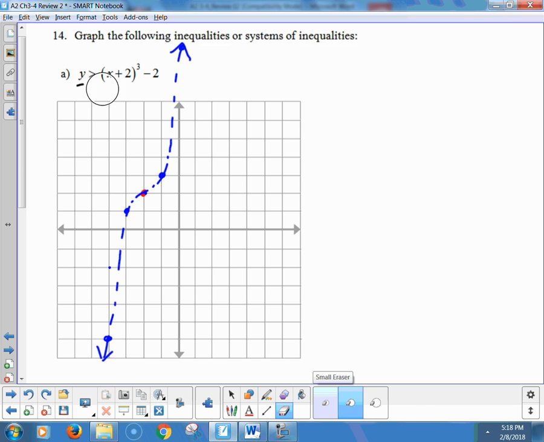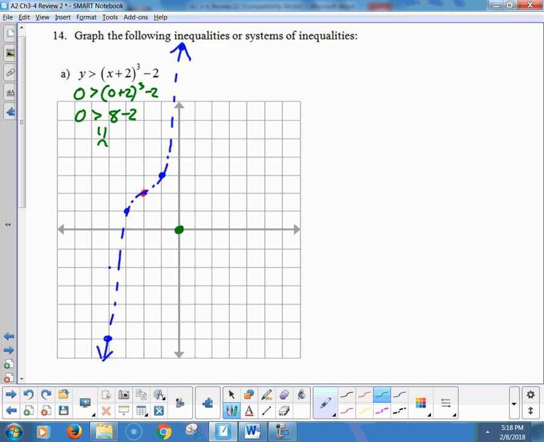Maybe I'll test the point 0, 0 and see if 0, 0 works in this inequality. Is 0 bigger than 0 plus 2 cubed minus 2? Is 0 bigger than 8 minus 2? That is not true, so this point is a fail. So every point on the other side works.